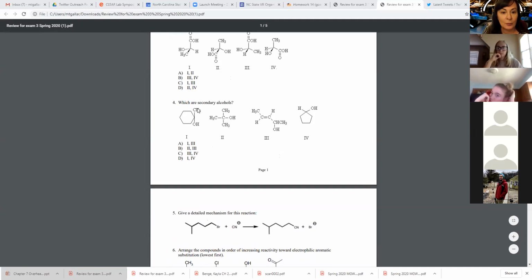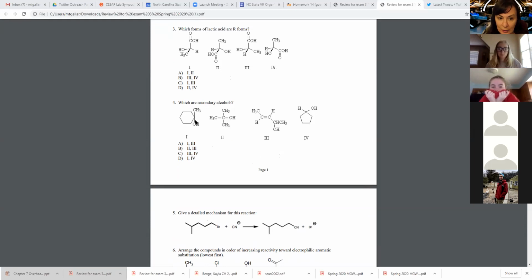Okay, number 4, which of these alcohols are secondary? What are we looking for here? We're looking for the carbon that the alcohol is attached to, and then we determine whether that carbon is primary, secondary, or tertiary, okay? So this one, number 1, the OH is attached to this carbon. How many carbon neighbors does that carbon have? 3. 3, so that's a tertiary alcohol, right? Yes. Oh, I was about to say it had 2, but the methyl counts. The methyl counts, yes. Let's not discriminate against methyl groups.